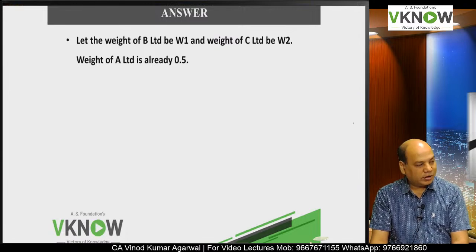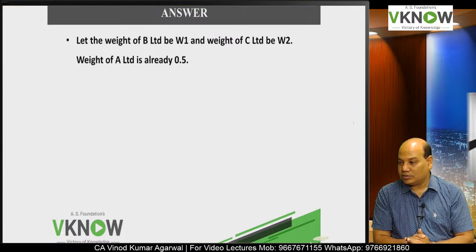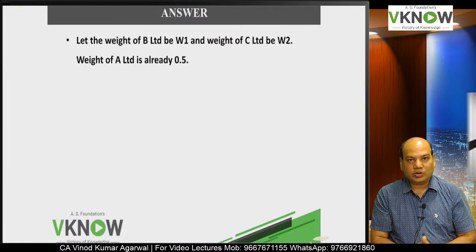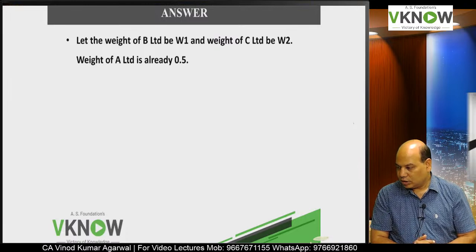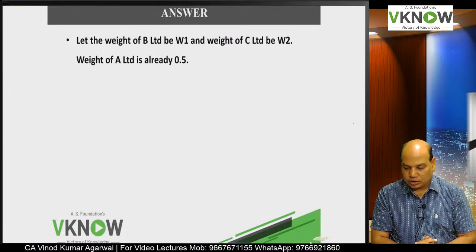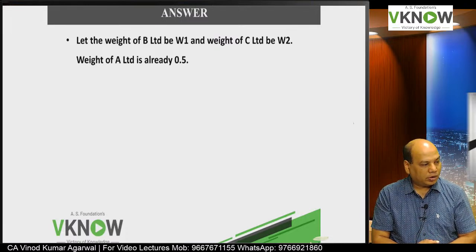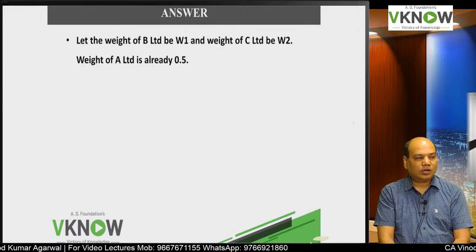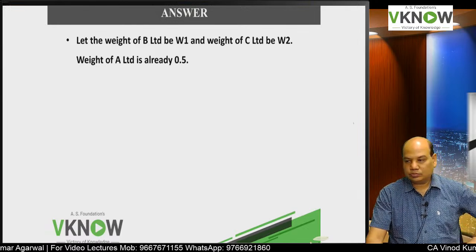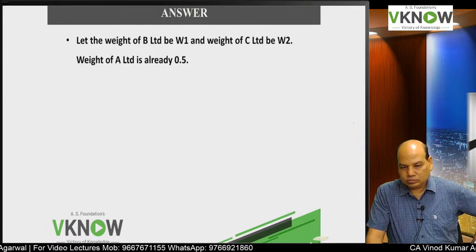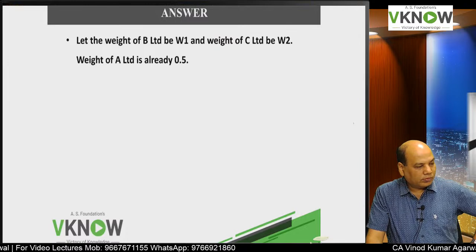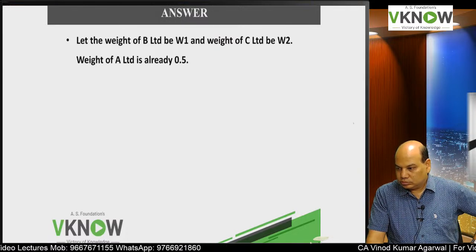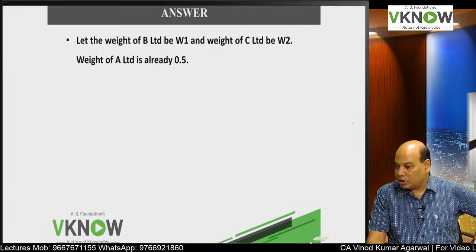Okay, now you write down the answer and check it if you have done. Let the weight of B Limited be W1 and weight of C Limited be W2. Weight of A Limited is already 0.5.